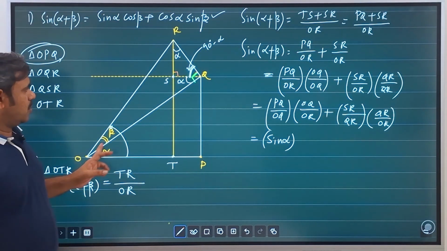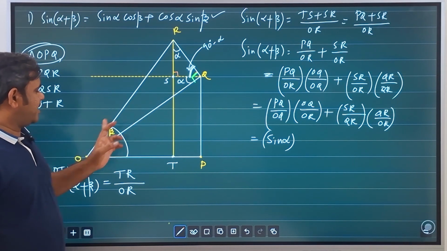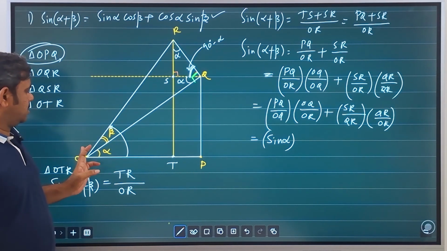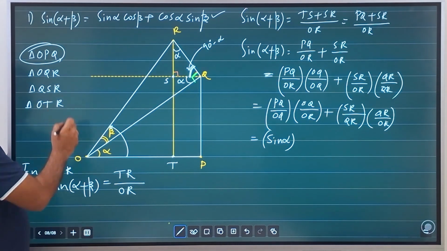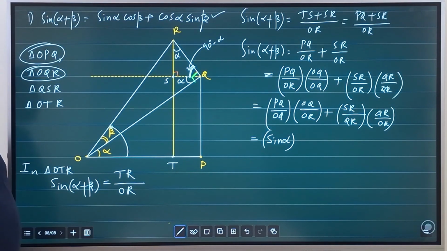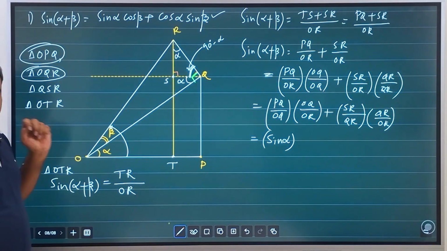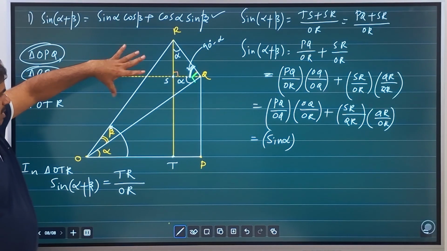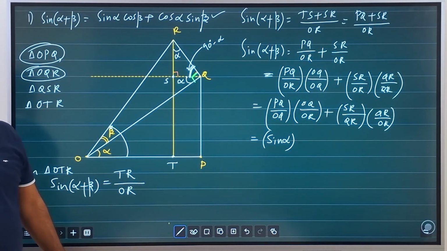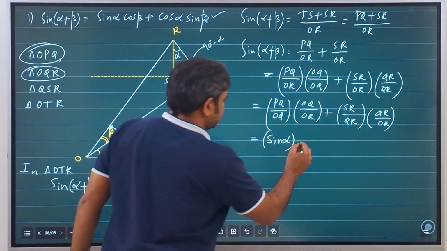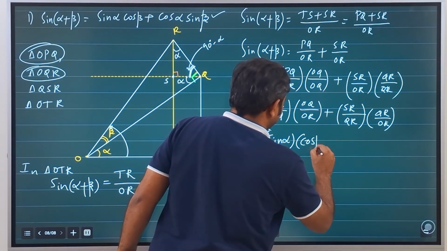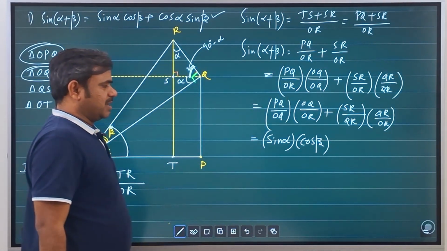Similarly, OQ divided by OR. Look at the right angled triangle OQR now. In right angled triangle OQR, OQ is the adjacent side of beta, OR is the hypotenuse. So we can write this as cos beta, adjacent side divided by hypotenuse.